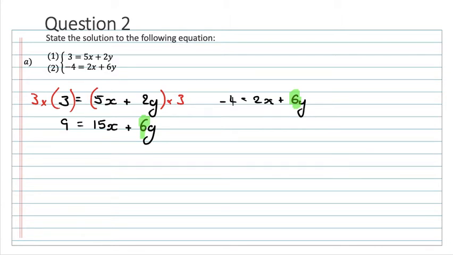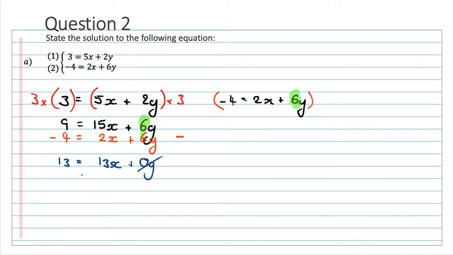So if I say this one, do that orange. So if I put negative 4 there, then we say 2x plus 6y, and I subtract this orange equation from the black equation, or equation 1, the modified, scaled equation 1, from equation 2. What we find is that we get 9 minus negative 4, or 9 plus 4, is going to be 13. 15x minus 2x is going to be 13x, and then 6y minus 6y is going to be 0y.